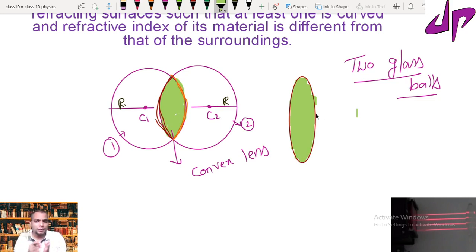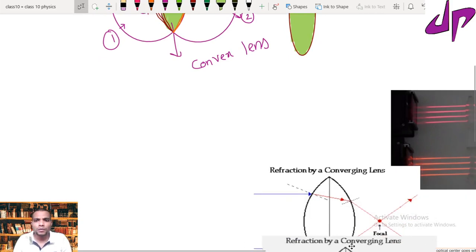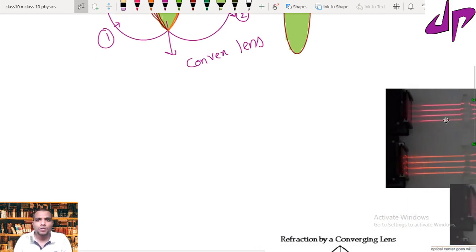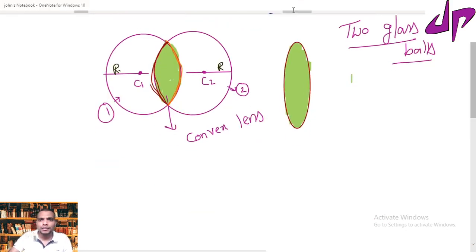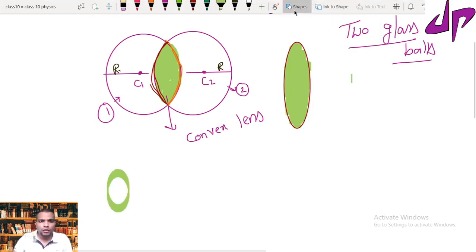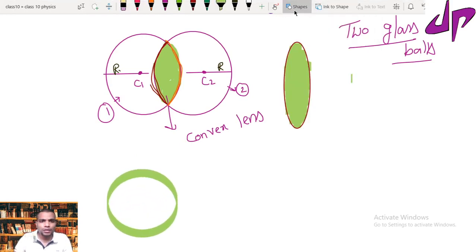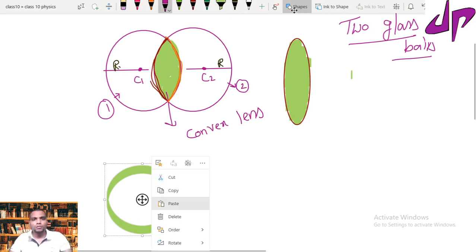Since it's transparent, both surfaces will refract the light. Now coming to the concave lens, we'll take the same approach. First let me take a sphere. We need to take a spherical surface of a ball.